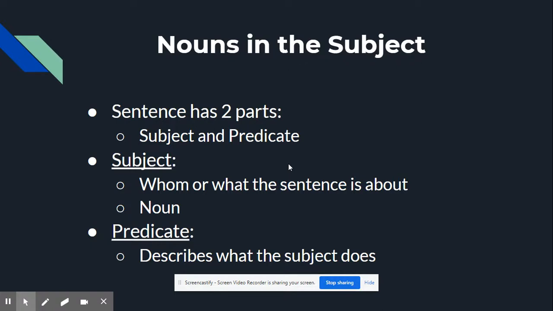Okay, now with nouns in the subject, a sentence has two parts, a subject and a predicate. Now a subject is always a noun. Okay, and it tells you whom or what the sentence is about. So again, the subject is a noun. It tells you what the sentence is about. That is why it's the subject. Predicate describes what the subject does.